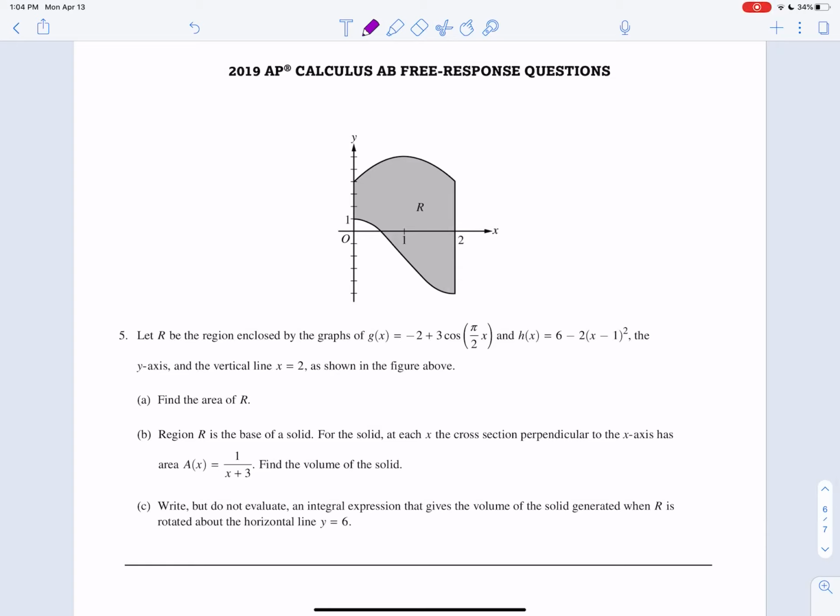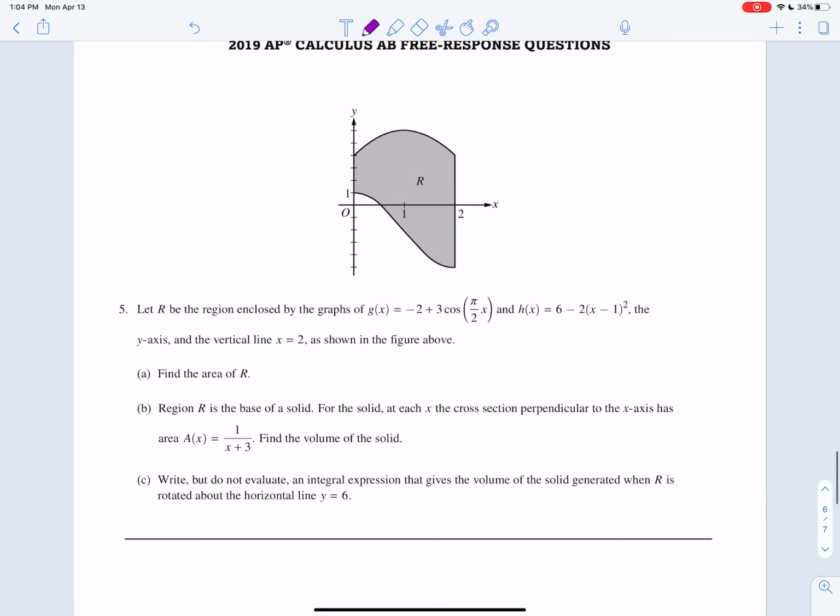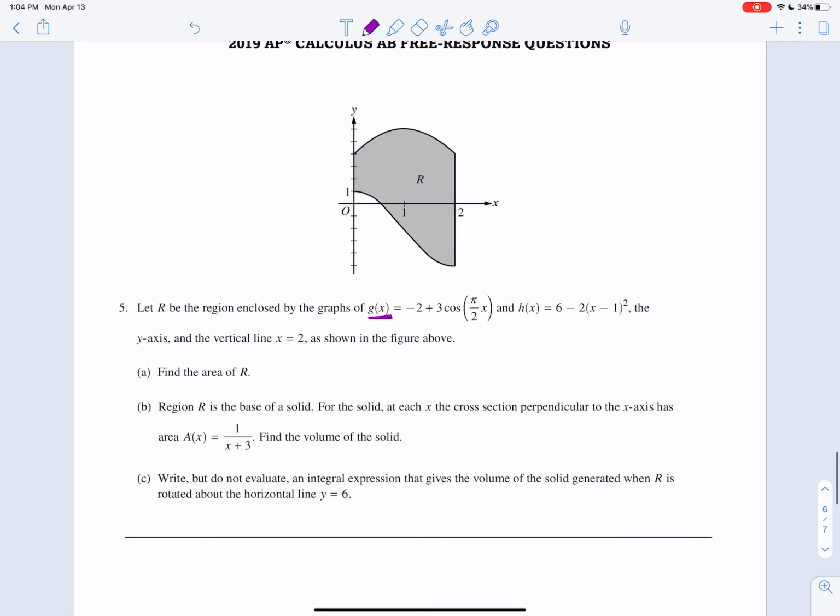Here's 2019 question 5. It's an area and volume problem. Here we go. So we have g of x and h of x. They don't really tell us which one's which, but what would it be, right?